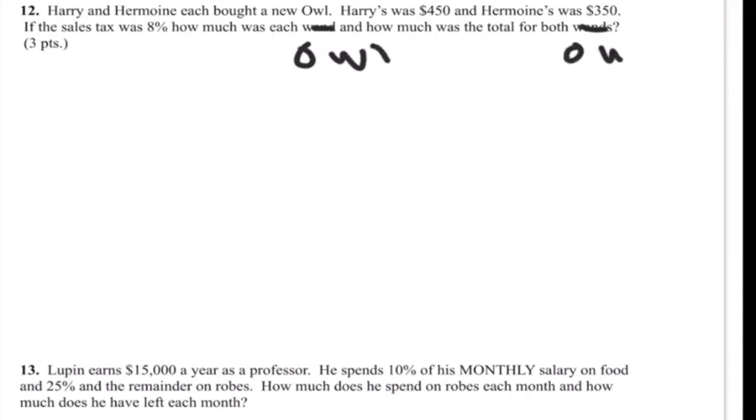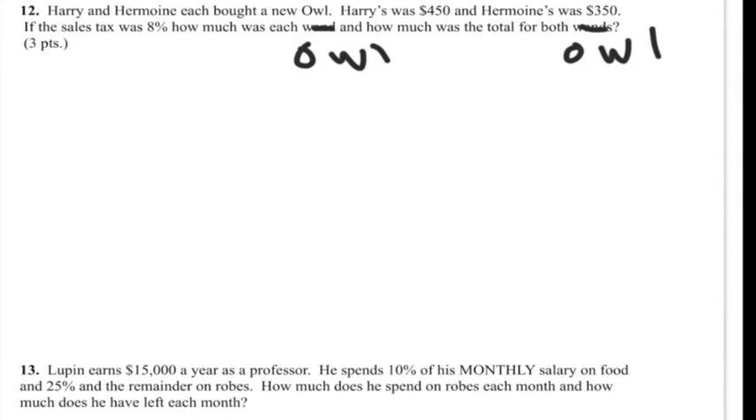Okay, so the first thing we need to do is figure out how much Harry's is and how much Hermione's is, and then add them together. So how much is each owl? For Harry, it's $450, and then you have to times it by the sales tax. So we want the total. I don't want just the sales tax.